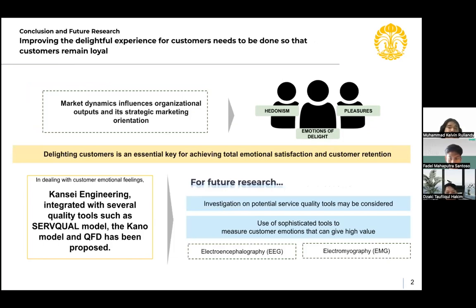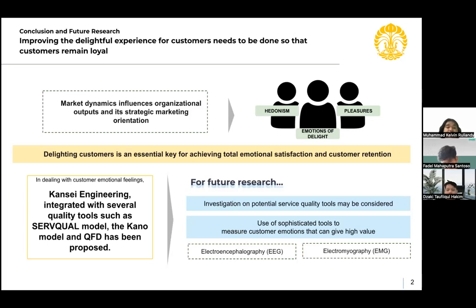So in conclusion, today's organizations may be evolving dramatically due to global change and individual preferences. This market dynamics influences organizational outputs and its strategic marketing orientations. Since the trends of customers in the 21st century are hedonism, pleasure, and emotion of delight, delighting customers is an essential key for achieving total emotional satisfaction and customer retention. It requires positive impression and delight beyond customer expectation, and it is known as a long-term strategic marketing orientation that aims to achieve sustainable competitive advantage.